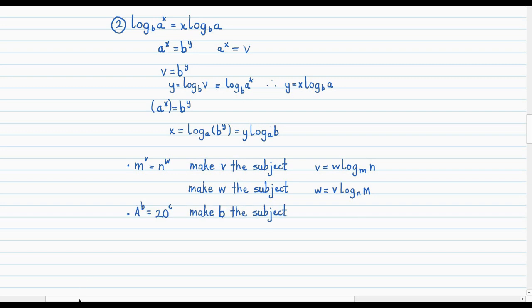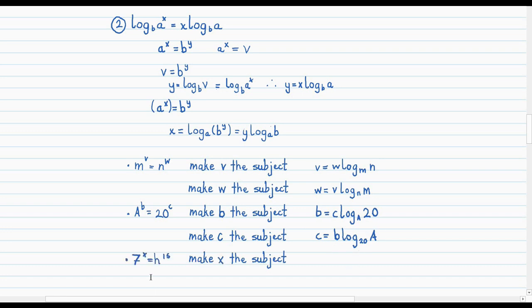Next we have capital A to the power of b equals 20 to the power of c. And we need to make b the subject. There's one new aspect in this example, and that is we now actually have one number in it instead of just having letters. But the working stays exactly the same. Pause and try it out. So b equals c times log 20 base a. Then try to make c the subject. So c equals b times log a base 20.